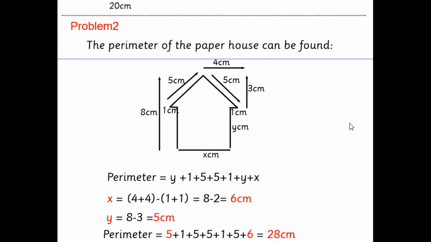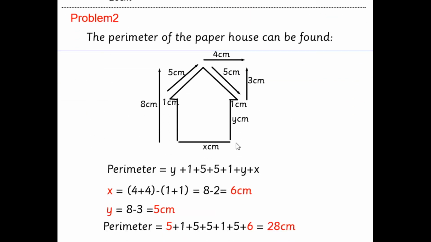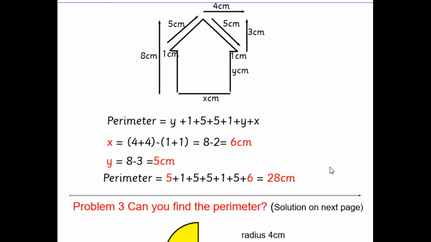What about this house? Well, we aren't given X and we aren't given Y, but we can work it out. The perimeter is Y plus 1 plus 5 plus 5 plus 1 plus Y plus X. And X is that distance here, which is 8, minus those 2 bits, 2, which is 6 centimeters. And Y is just 8 minus 3, which is 5 centimeters, which gives us a perimeter of 28 centimeters.